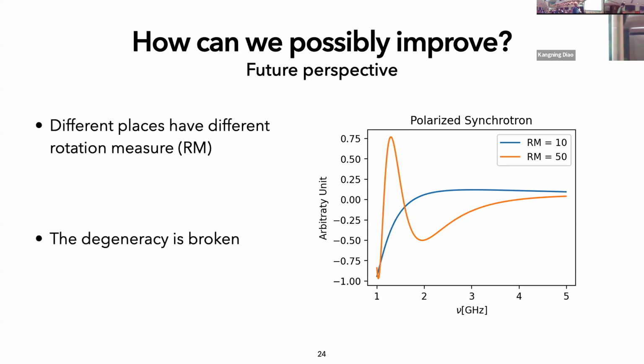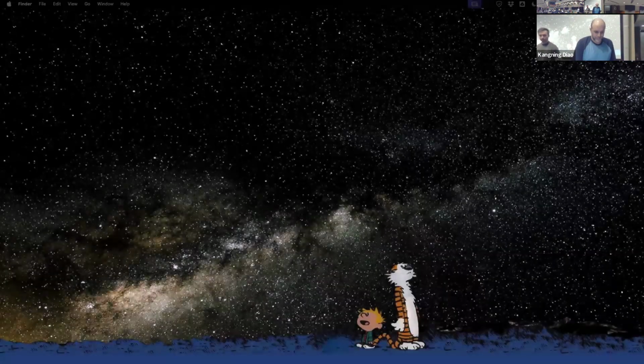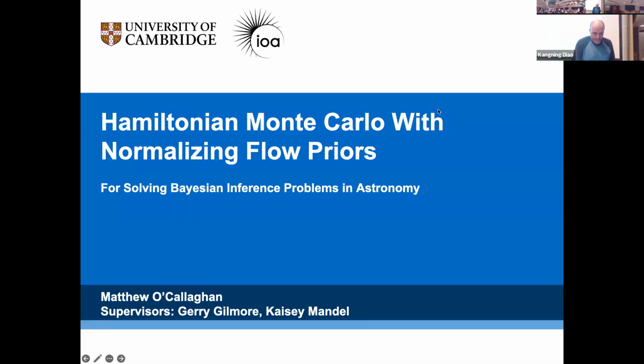Moving on to the second talk today by Matthew O'Callaghan, who's visiting from the Institute of Astronomy, Cambridge, UK, and he's going to be telling us about Hamiltonian Monte Carlo with normalizing flows, which is a very interesting generic title, which means it's going to be useful for everyone here. So please.